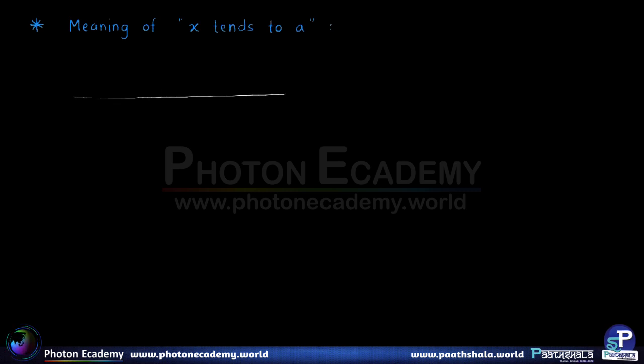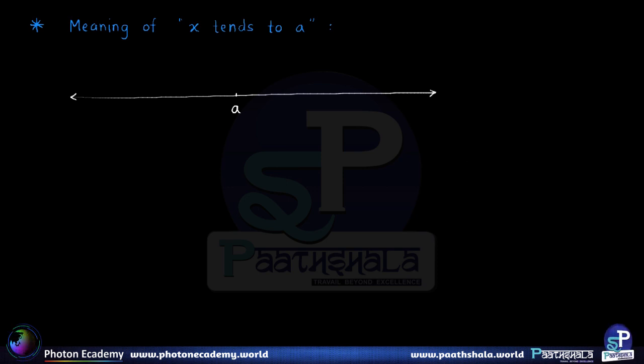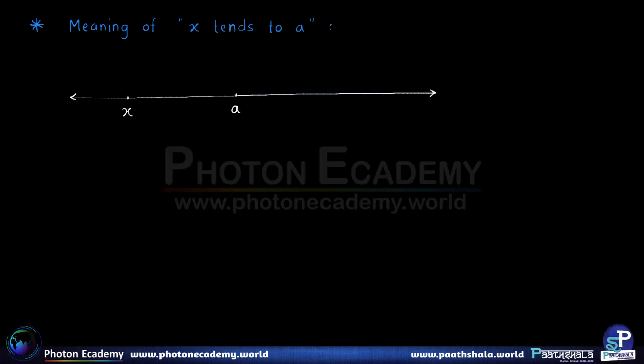If we consider a real number line where a is some real number, and x is some variable approaching the value a, that means the value of x is coming slowly closer to the number a, right? So x might be here somewhere initially, then it's becoming closer and closer to a. This is what we call x tends to a.